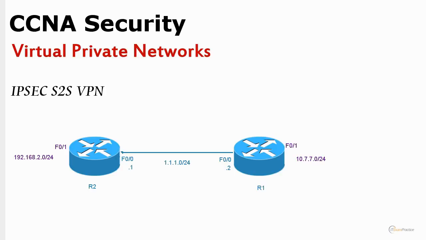You can see the topology on the screen now. We've got two routers, router 1 and router 2, and we have two LANs, local area networks. Behind router 1 there is 10.7.7.0, and behind router 2 there is 192.168.2.0. And actually this guy here, it is a laptop, that is .2, and here I created a loopback interface to keep it simple.